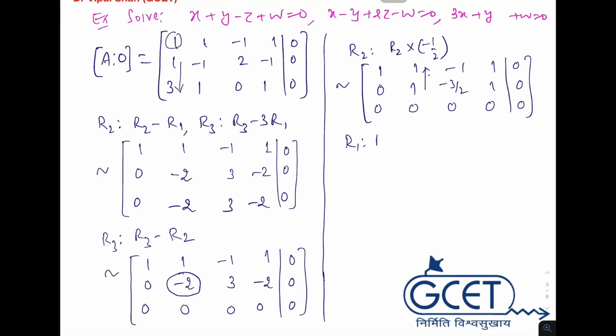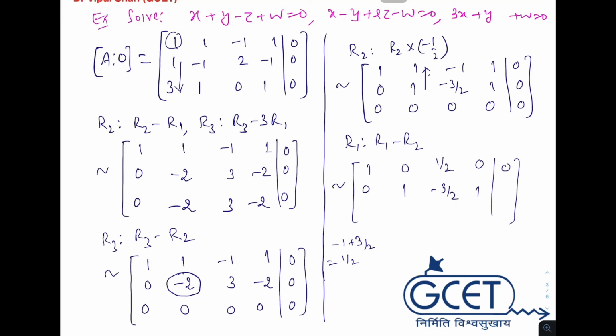So R1 minus R2. So this is 1, this is 1 minus 1 0, the next is minus 1 plus 3 by 2, so plus 3 by 2 and minus 1. So this is nothing but 1 by 2. So this one is 1 by 2. Then this is 0 and 0. So this is 0, 1, minus 3 by 2, 1, 0. 0, 0, 0, 0 and 0.